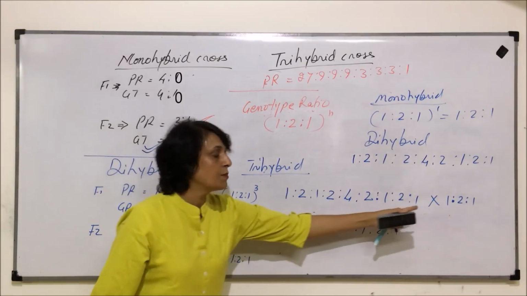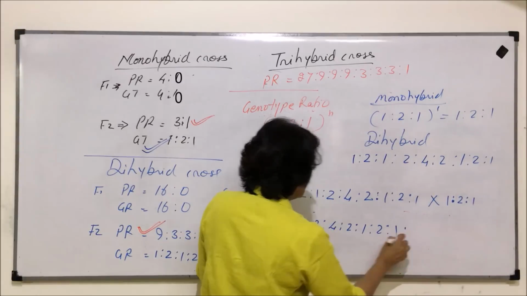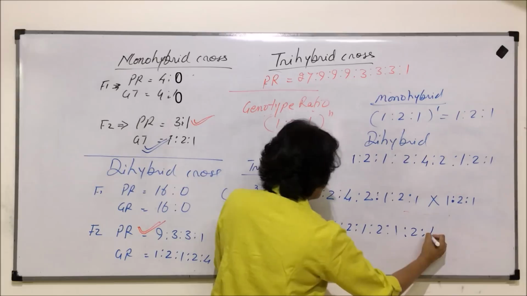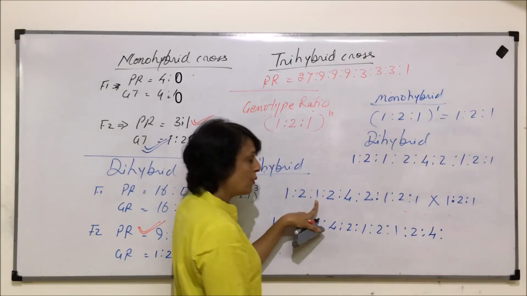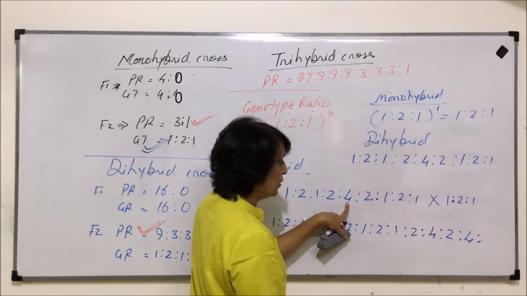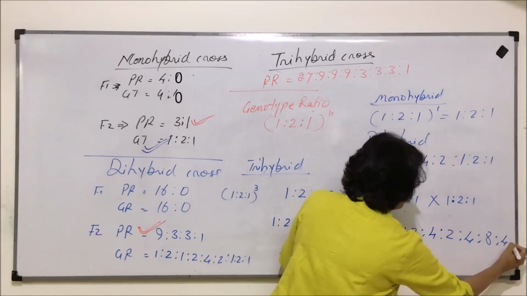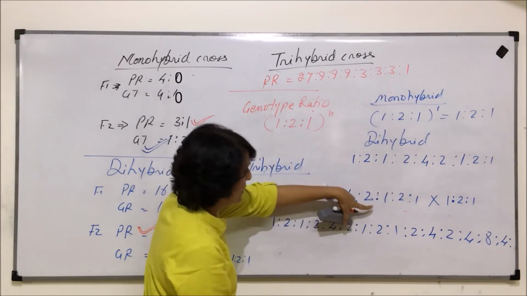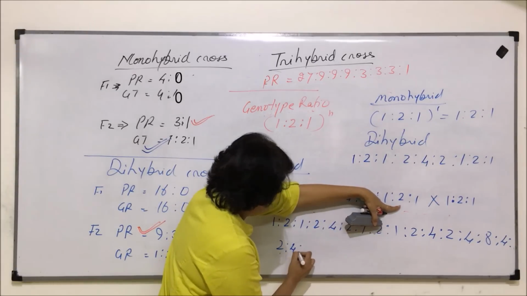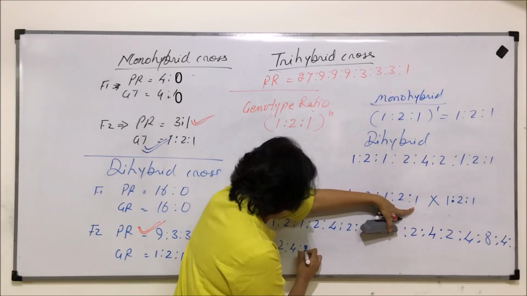Now the same numbers multiplied by 2. So 2 into 1, that is 2. Then 2 into 2 is 4. Then again 2 into 1 is 2. Then 2 into 2 is 4. Then 2 into 4 is 8. Then again 2 into 2 is 4. And I'm continuing here. Then 2 into 1 is 2. 2 into 2 is 4, and then 2 into 1 is 2.